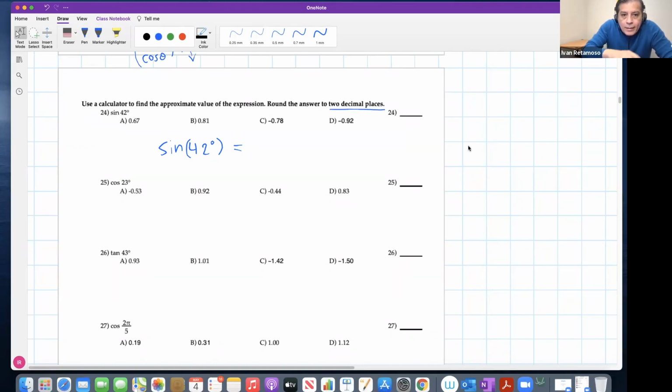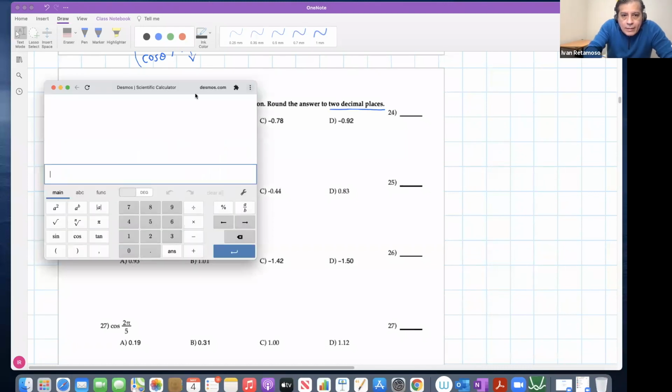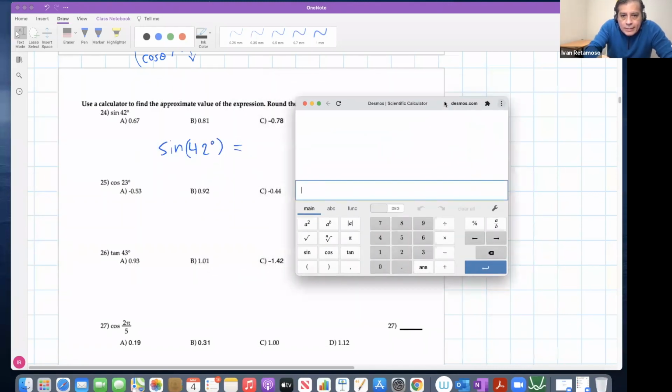Yeah, go ahead. So you take your scientific calculator. I strongly recommend you to use this Desmos scientific calculator. It's OER, free for you to use, and is well fitted for this course, right? Sine of 42. Students are posting answers. Very good, Ray. Very good, right? Excellent rounding, right? Excellent.